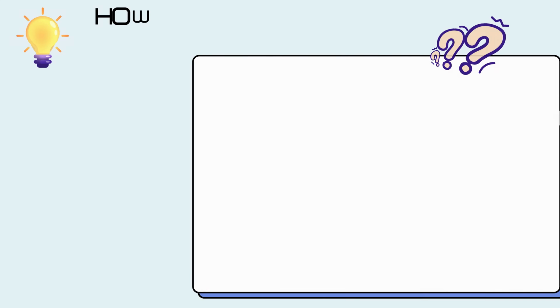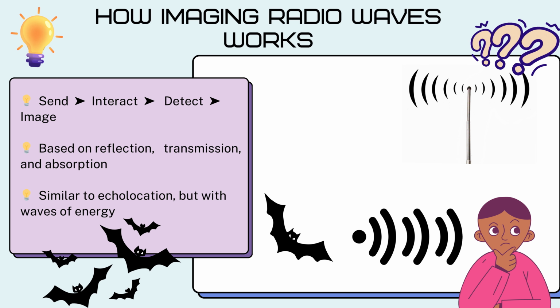So, how does radio wave-based imaging actually work? The process is quite simple. A device sends out radio waves into an object or area. As the waves travel, some of them reflect back, some pass through, and others might be absorbed by different materials. The system then detects the returning signal, and software uses that information to create a detailed image. Kind of like how a bat uses echolocation to see in the dark, but here we are using radio energy instead of sound. This same basic principle is used in technologies like GPR, MRI, and millimeter wave scanners.